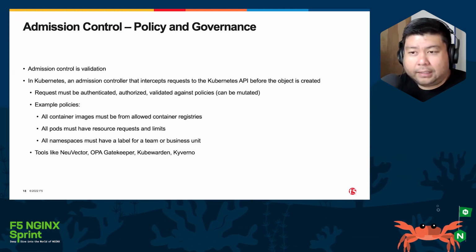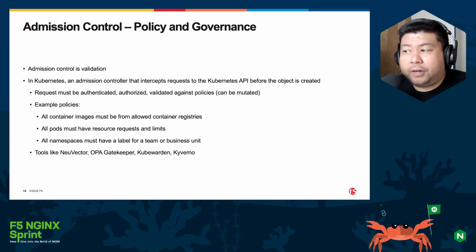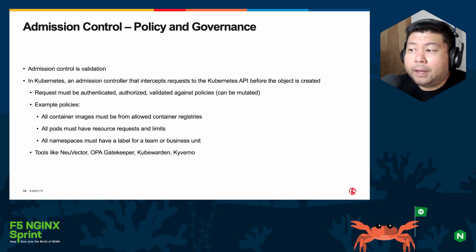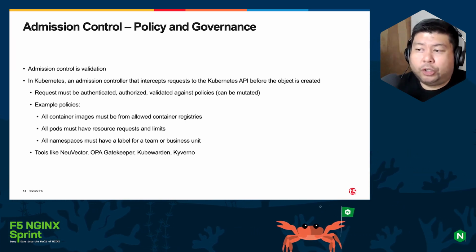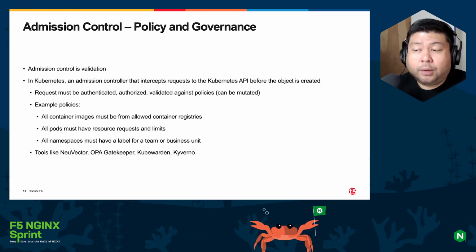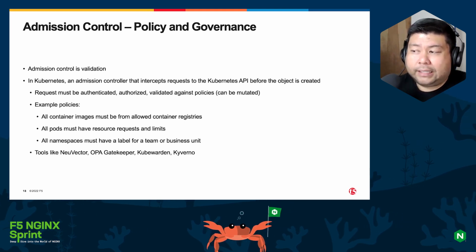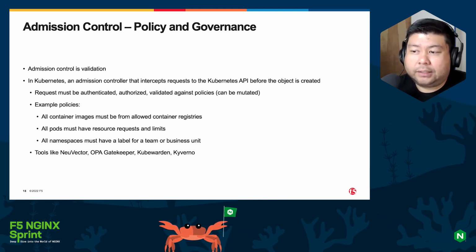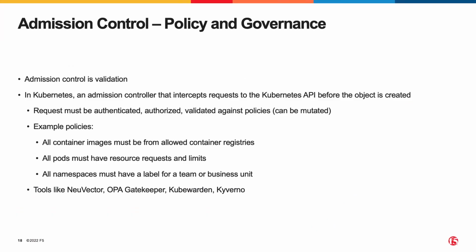Some very common policies are that all container images must be from your allowed container registries. Your organization probably has its own container registry, which could be internal or hosted out in the cloud, and an admission controller will make sure that all your container images come from your organization's allowed or private container registries.